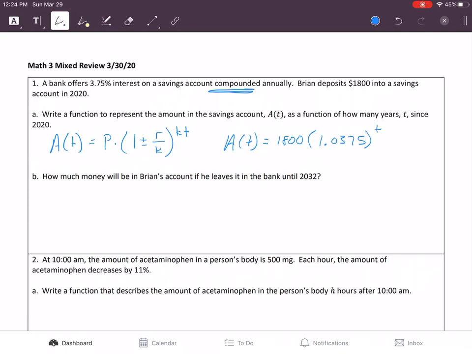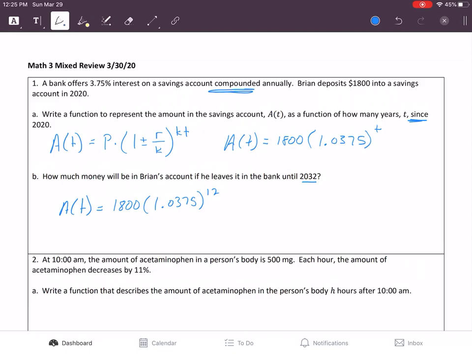The other thing that's important is when we're doing the "since," that means we don't have to include the year that we start with. So 2020 is not included in our time frame. So we're going to have 12 years total if we're doing B, because we're going from 2020 to 2032. So we plug all that stuff into our equation: 1,800 times 1.0375 to the 12th power.